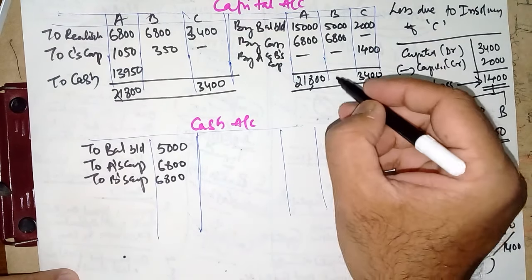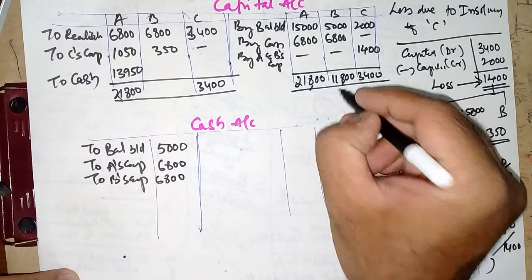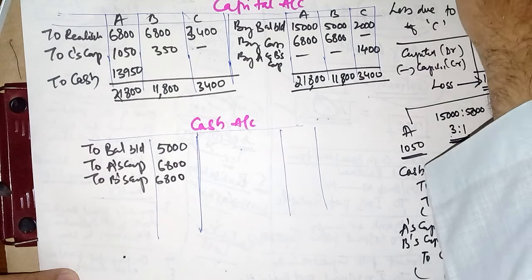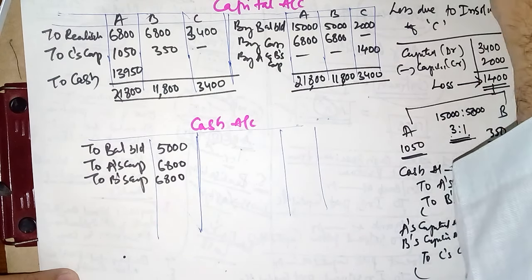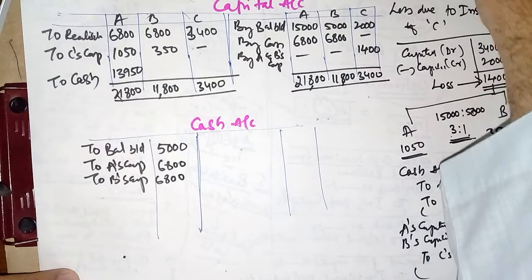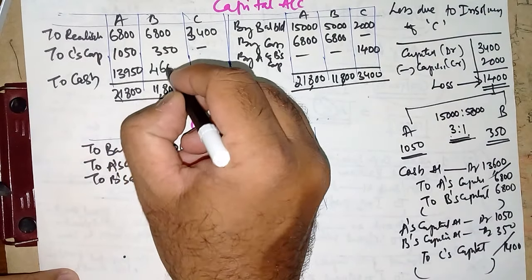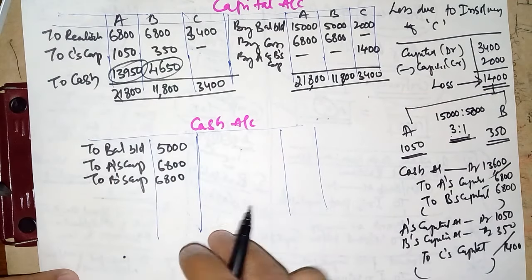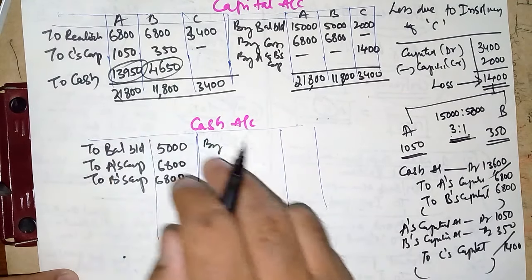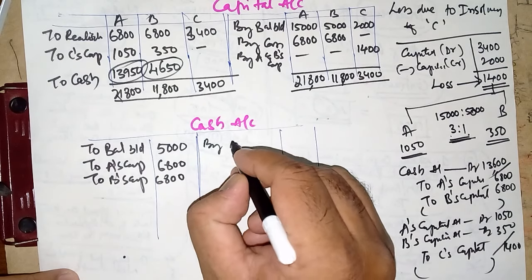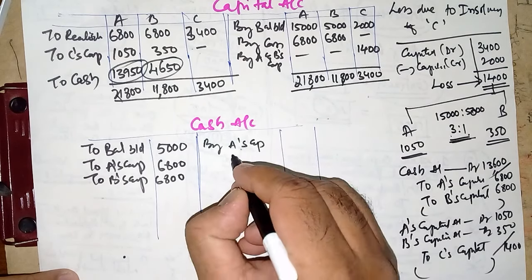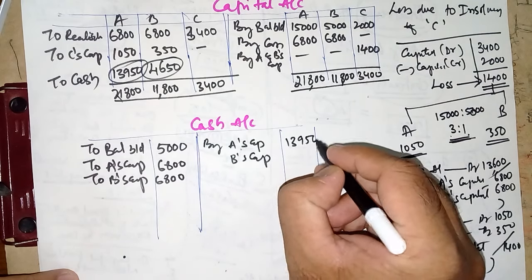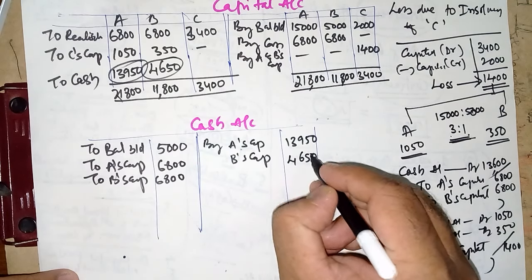In the same way, the next partner, that is 11,800, 11,800 minus 6,800 minus 350. So it comes to 4,650. So these are the balancing figures which we got and will be transferred to cash account. In cash account, credited by A's capital and B's capital, that is 13,950 and 4,650.